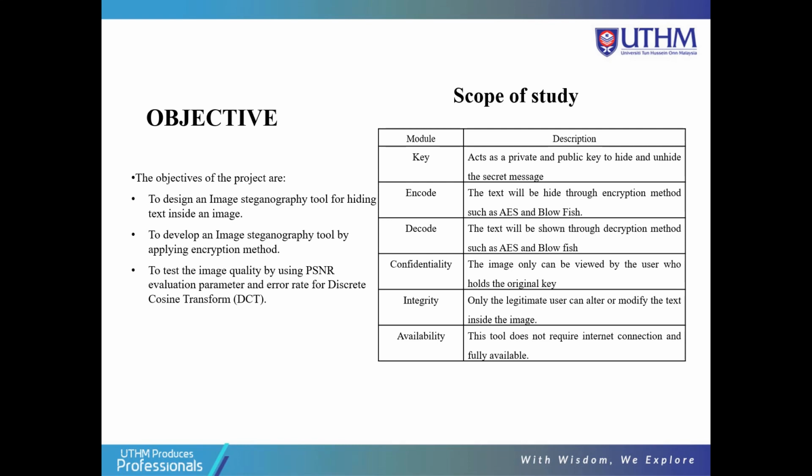The scope of study has six parts, which are key, encode, decode, confidentiality, integrity, and availability. Key, which acts as a private and public key to hide and unhide the secret message. Encode, the text will be hidden through the encryption methods, which are AES and Blowfish. Decode, the text will be shown through the decryption methods such as AES and Blowfish.